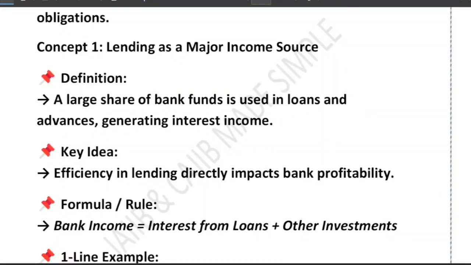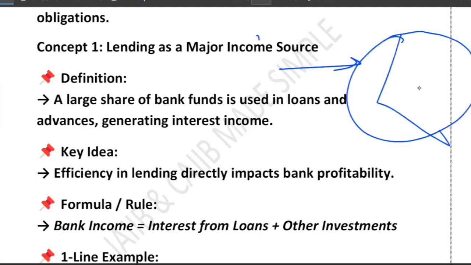Now, the next part is lending as a major income source. So friends, we will understand why lending is the core income of the bank, why it involves risk, and how a bank can act like a financial intermediary. These three things we will cover one by one. First thing is lending as a major income source. A big portion of bank money is used for giving loans, right? Suppose this is the portion, the big portion is being used for giving loans. This is the pie chart, right?